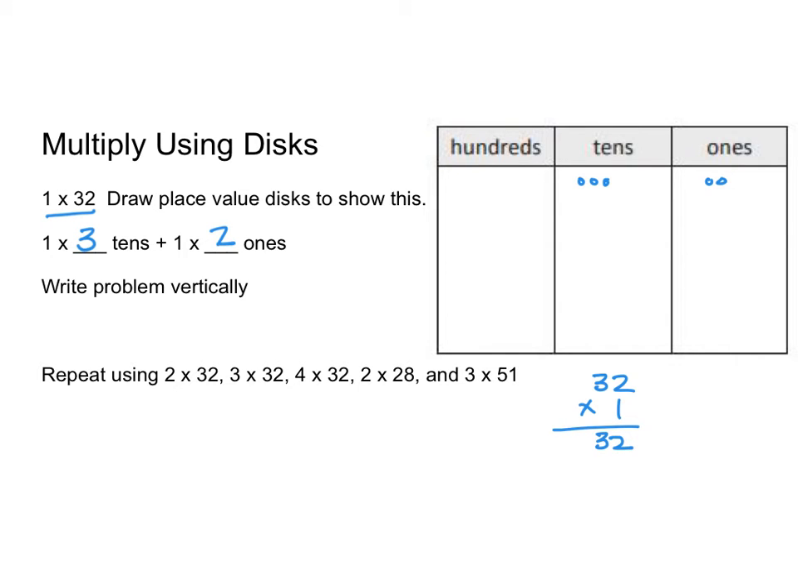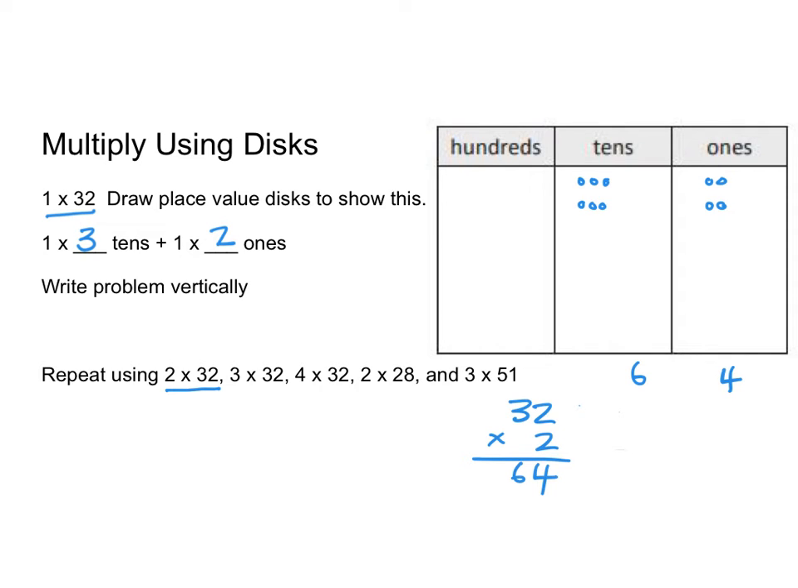All right, I'm going to erase that, but I'm going to keep the dots there because we're going to work with 32 for a little bit. So we're going to repeat, but now we're going to do 2 times 32. So we're going to show again 32. Well, we've already shown 1 times 32. So 2 times 32 is going to be 3 tens again and 2 ones again. So if we look at that, how many ones do we have? Well, we've got 4 ones. And how many tens do we have? We have 6. So 32 times 2 gives us the answer 64.